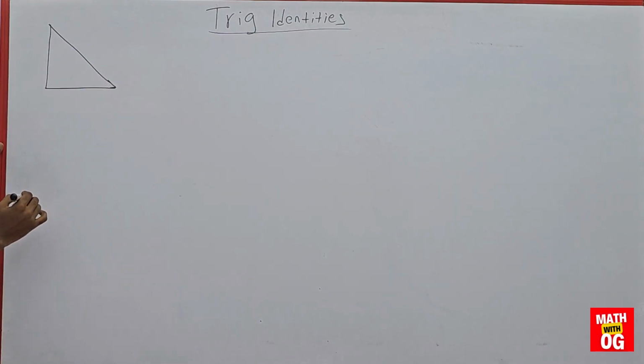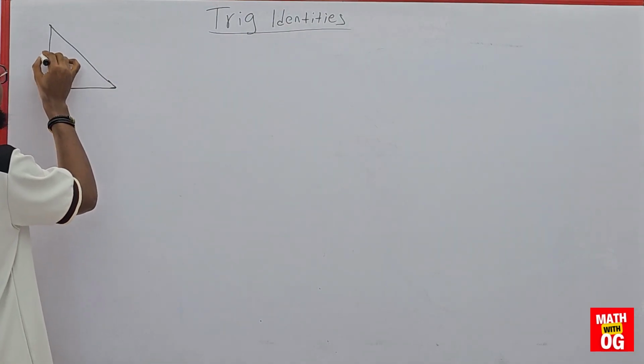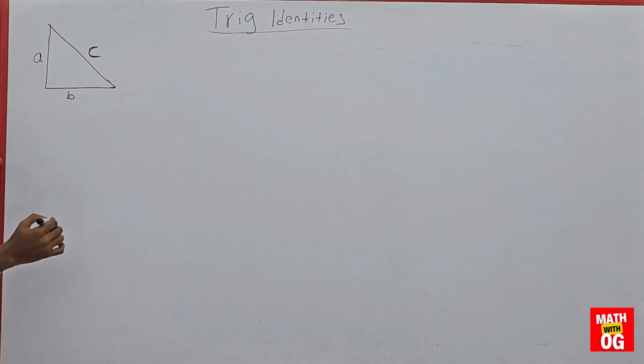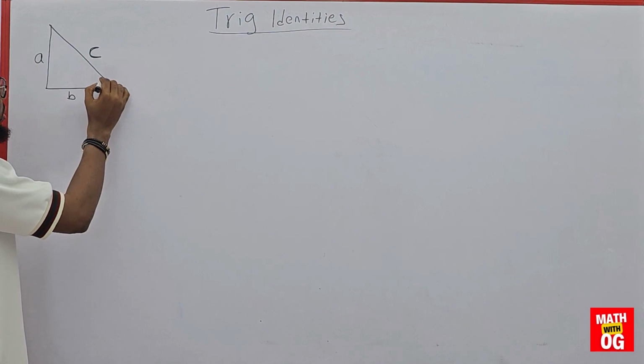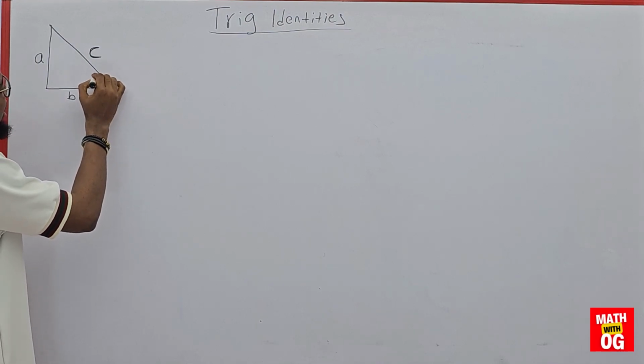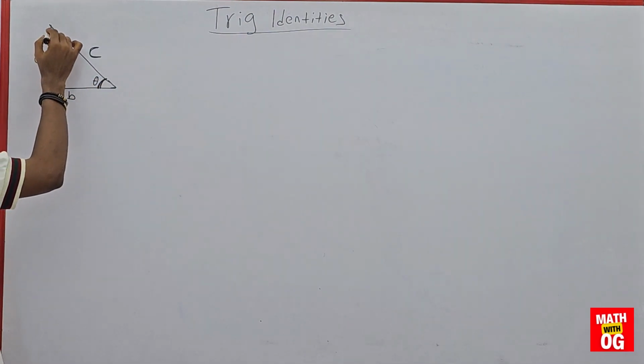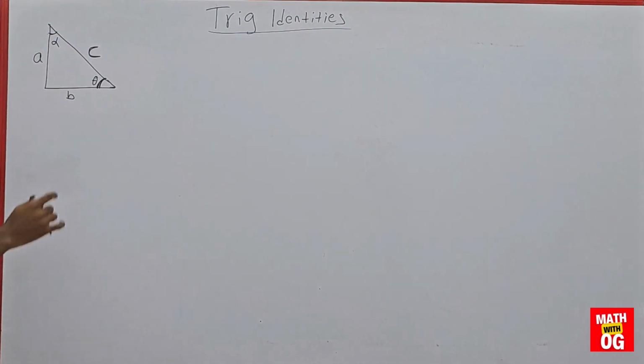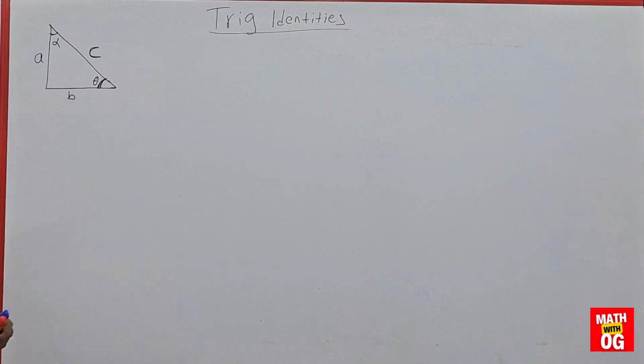Right-angled triangle. Now, if I name the vertices A, B, and C, and let's call this angle theta. We'll be working with theta, and let's call this other angle alpha. So this is theta and this is alpha. Emphasis is on theta. We are going to use theta to generate a lot of trig identities that might end up covering all the part of this board.